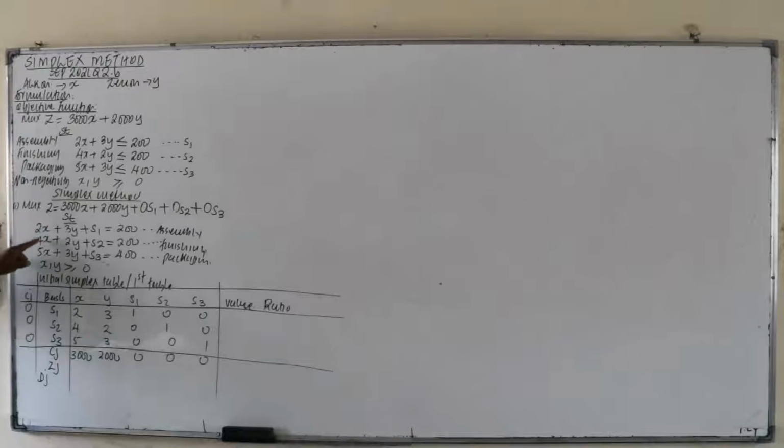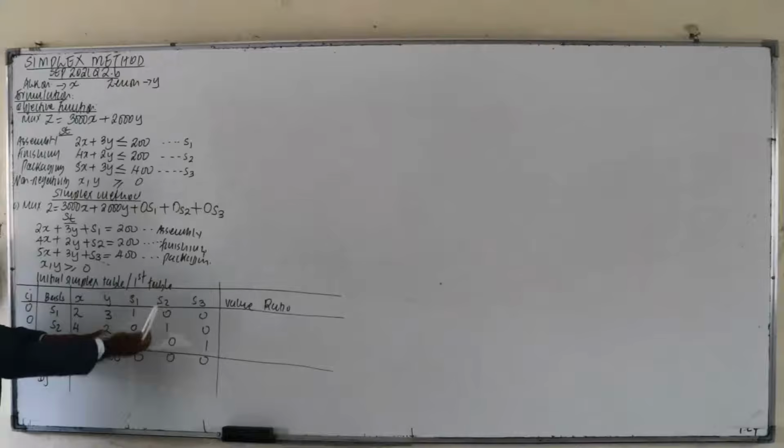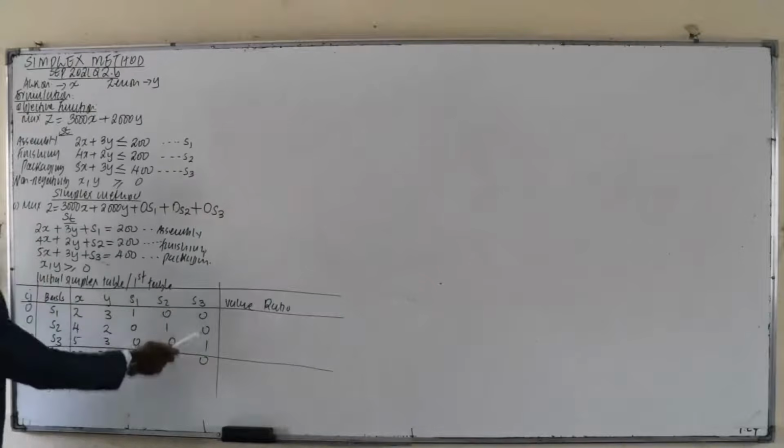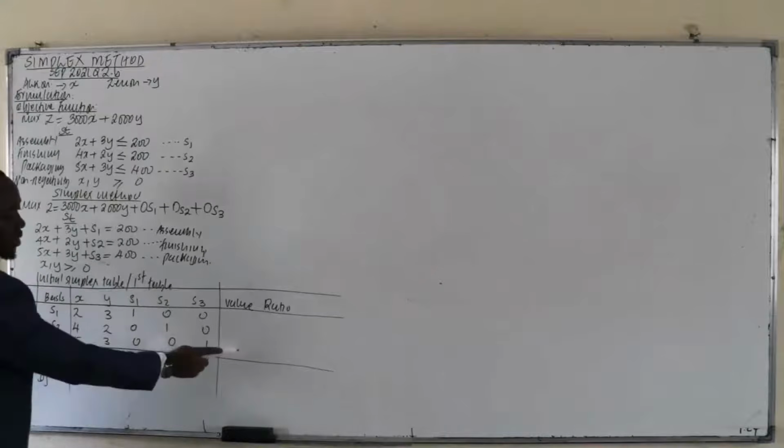The second one, it's 4x plus 2y. This is S2. For S2, it's only one S2. There is no S1. There is no S3. Then the last one, 5x 3y, then we have 1 S3. So there is no S1. There is no S2.